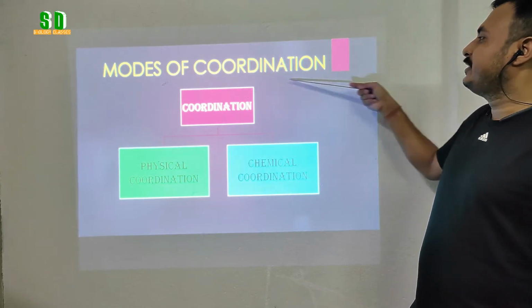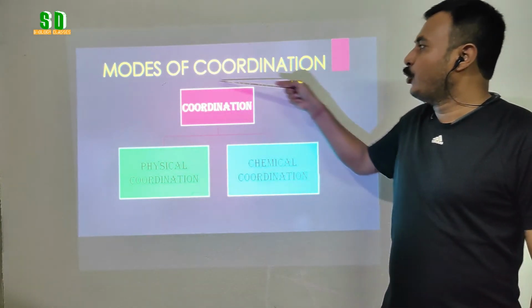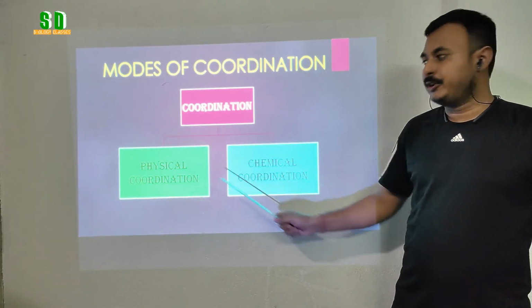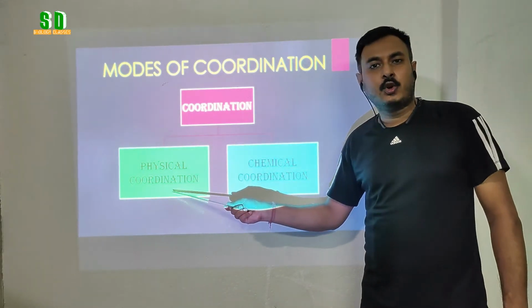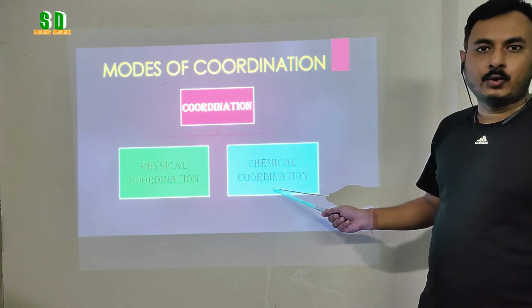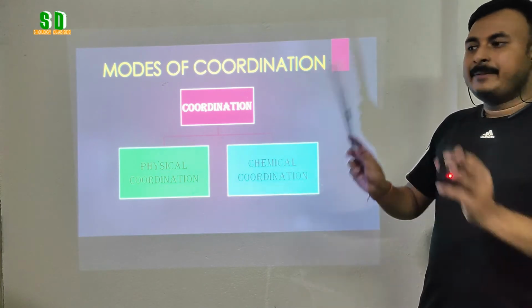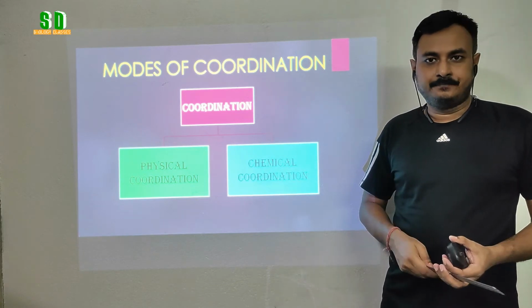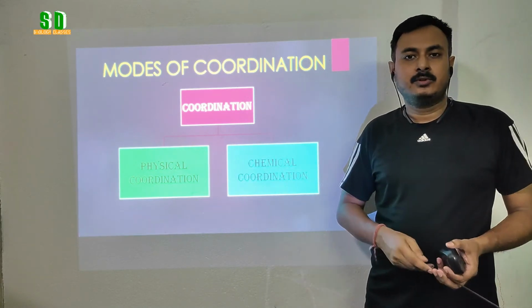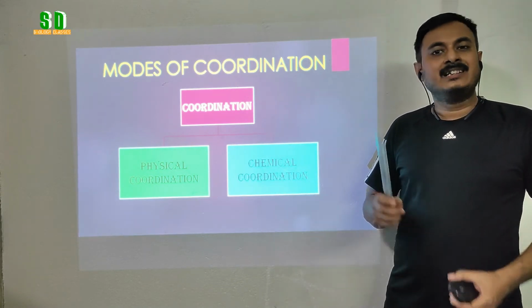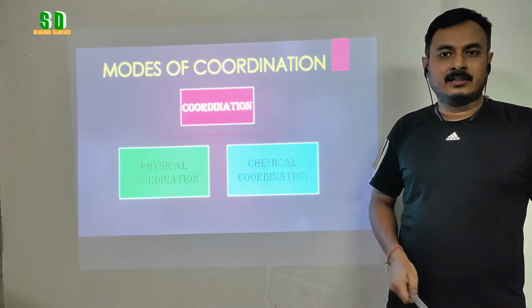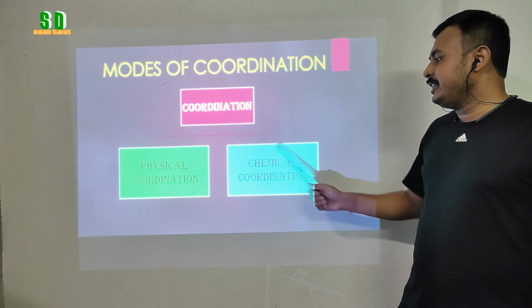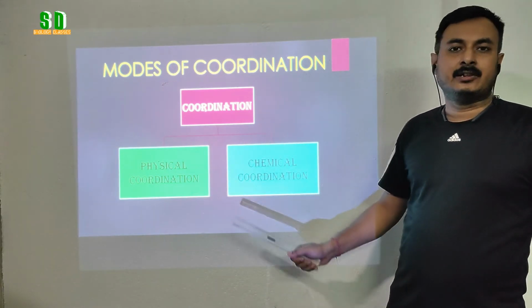Now we will discuss the different modes of coordination. Coordination can be divided into two different categories. The first one is physical coordination, and the second one is chemical coordination. In the plant body, we can see that there are no nerve cells. So how do they respond to a stimulus? Generally, they use chemical means, that is, with the help of hormones. So plants can only use chemical coordination methods.